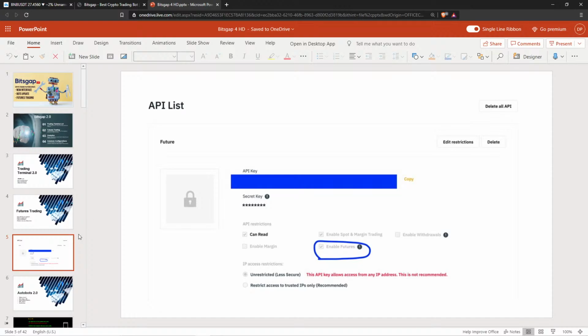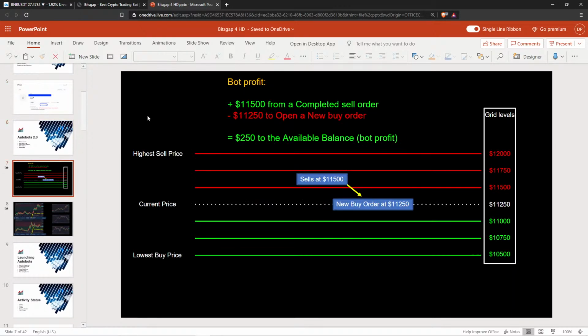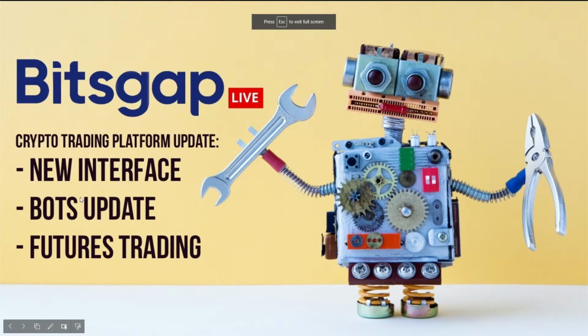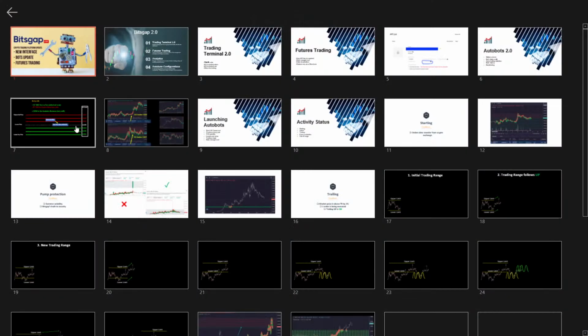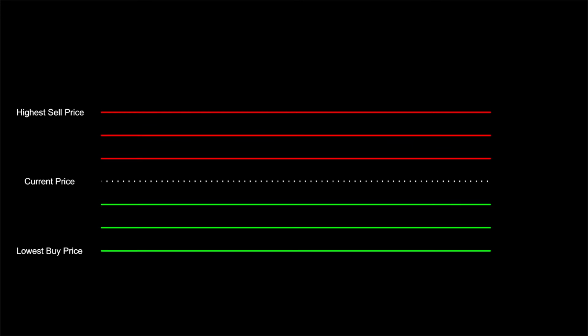So now let's move on and switch to Autobots. So a quick reminder of what this is all about. So the idea of bots that we have, the trading mechanism is known as grid. It defines the trading range within the bot is gonna be trading on your behalf. And within this trading range, you have these known grid levels. These are basically sell limit and buy limit orders.